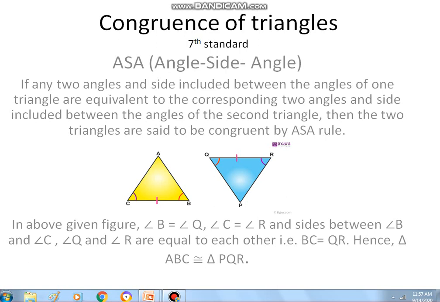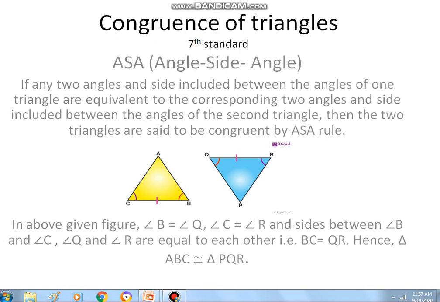In the last classes, we discussed congruency. What are congruent figures, congruent triangles? In that congruency, we discussed the SSS congruency and SAS congruency. In today's class, we will discuss the ASA congruency.